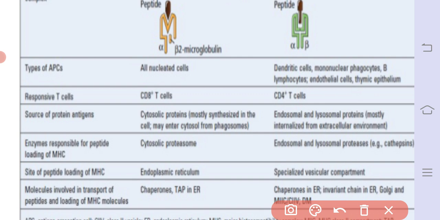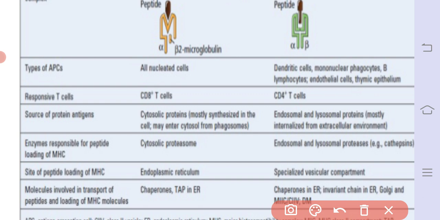The site of peptide loading of MHC. The peptide is loaded in the endoplasmic reticulum in the case of MHC class I molecule. In case of MHC class II molecule, it is loaded in a specialized vesicular compartment.